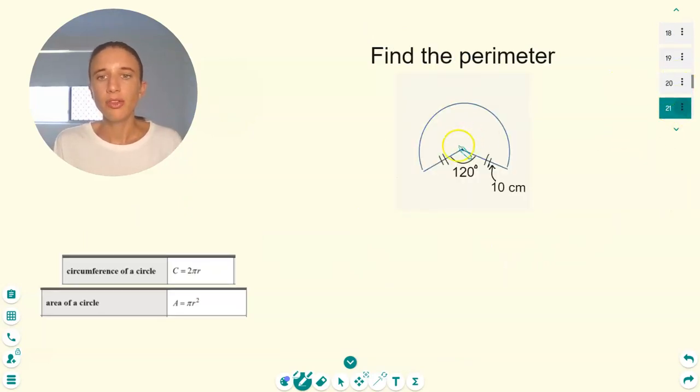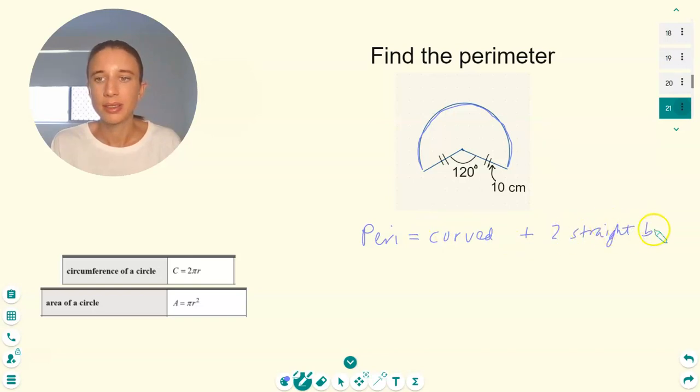Now, find the perimeter of this sector. All right, so I'm walking around the outside of the shape. So I know that the full perimeter is the curved bit plus the 2 straight bits. Now the curved bit, that is a fraction, the number of parts over total, times a fraction of a full circle's perimeter or circumference. And the 2 straight bits, well, I know that's R and that's R. So that's 2R.